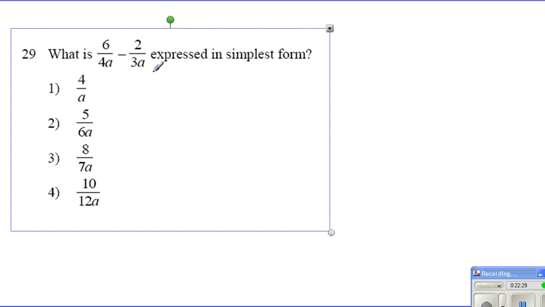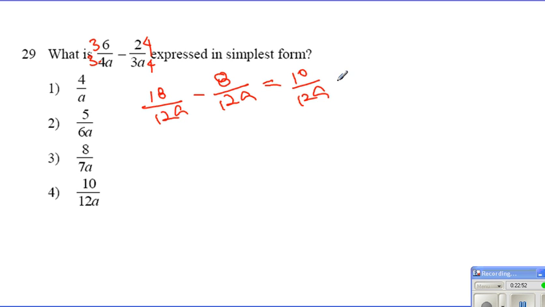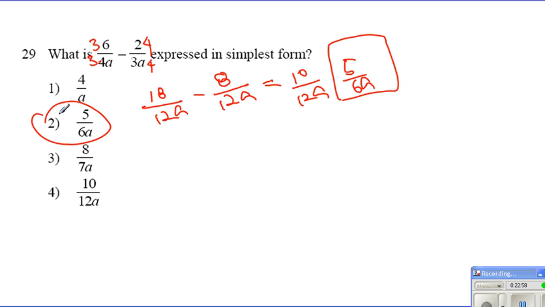They're asking us to combine the two fractions. The common denominator seems to be 12. Okay, so what do I do? Multiply by 3 on each side. On the other hand, we multiply by 4 on each side. And we end up getting 18 over 12a minus 8 over 12a. So we end up getting 10 over 12a, or 5 over 6a. Either way, it would have been our answer. Choice number 2.